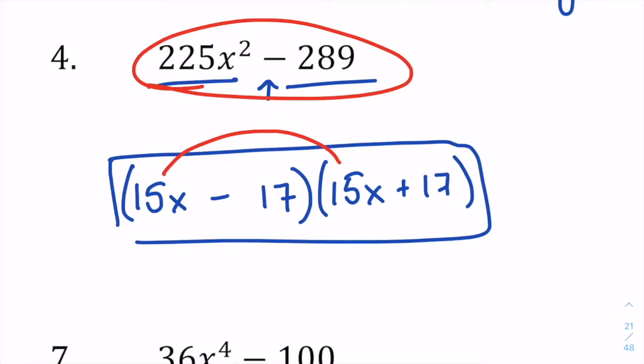So if I go ahead and take 15x times 15x, I get 225x squared. And then I can take 15x times 17, and I'll get 225 plus 30 is 255.